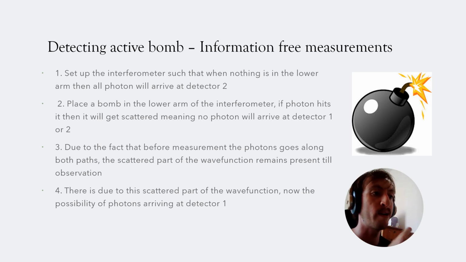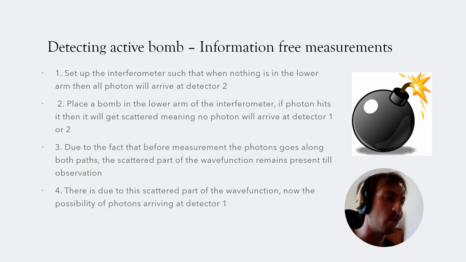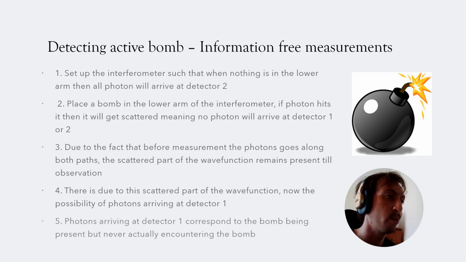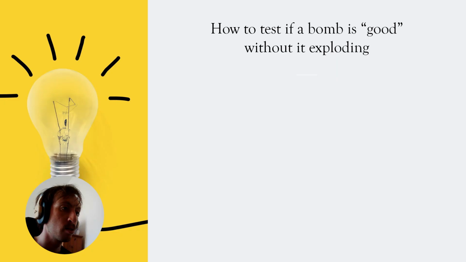Now I will talk about how to adjust this, well, we'll see in a bit. But as I say, photons arriving at detector 1 correspond to the bomb being present, but the photons never actually encountering the bomb at all. It's strange, I know, but there we are.